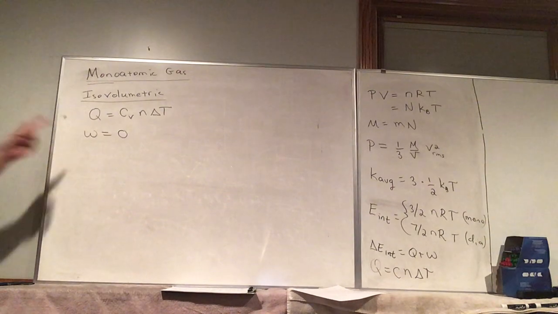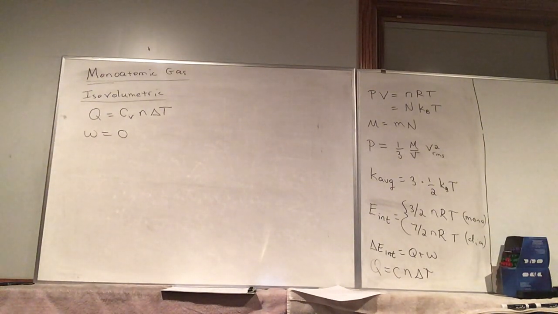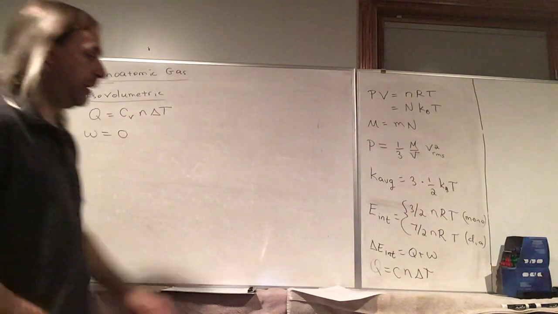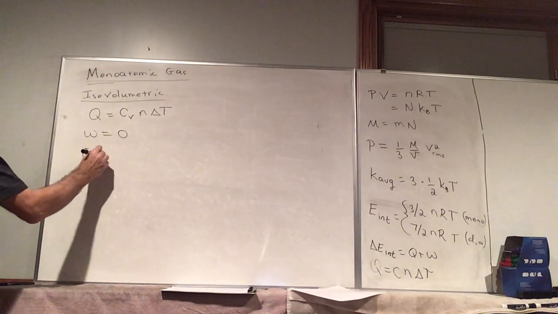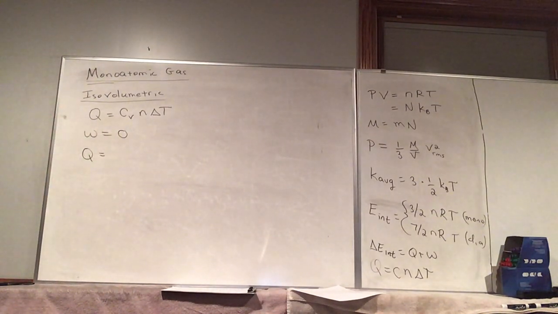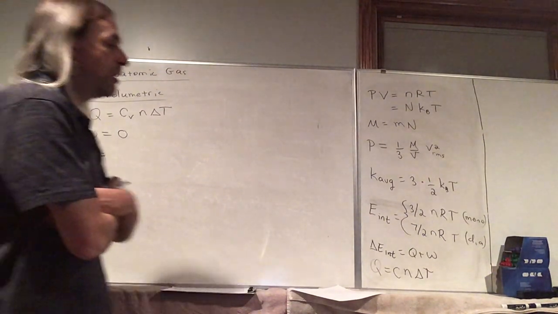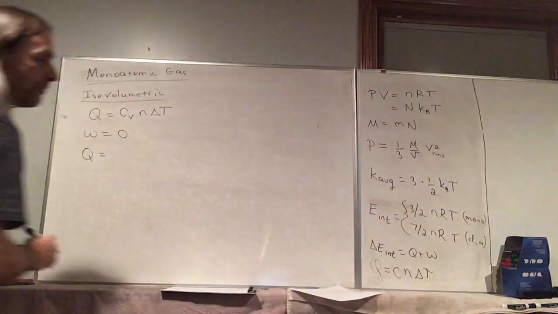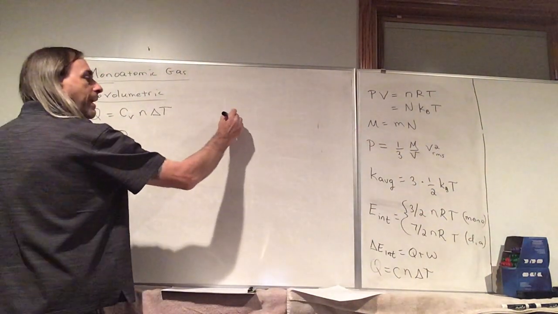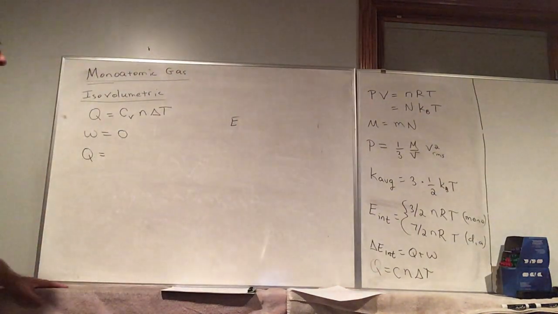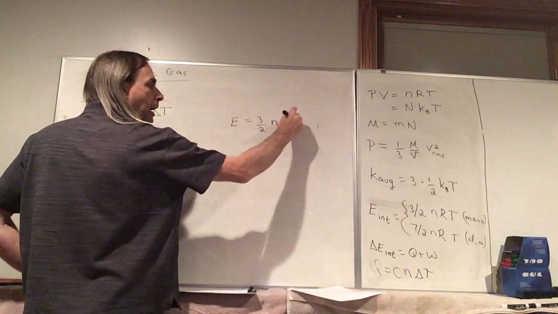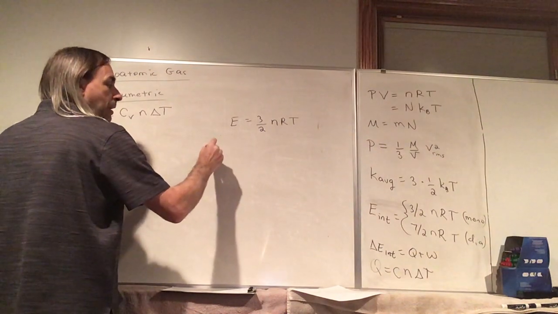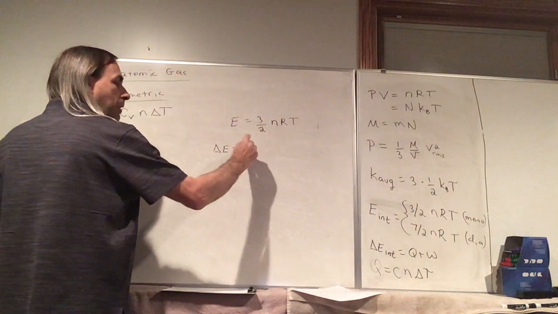All right, well, if W is 0, then Q is just equal to the change in internal energy. So, Q plus W is the change in internal energy. And remember, we're dealing with a monatomic gas here. So, I'll write this off to the side and erase it. I think I'll just do this once. Say we have E is 3/2 nRT.